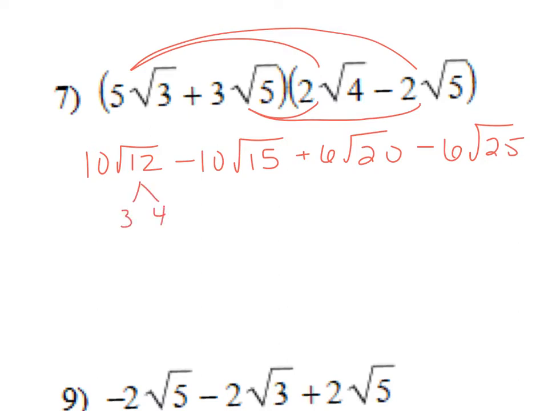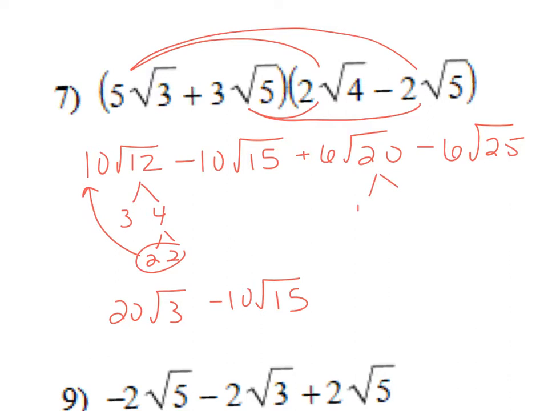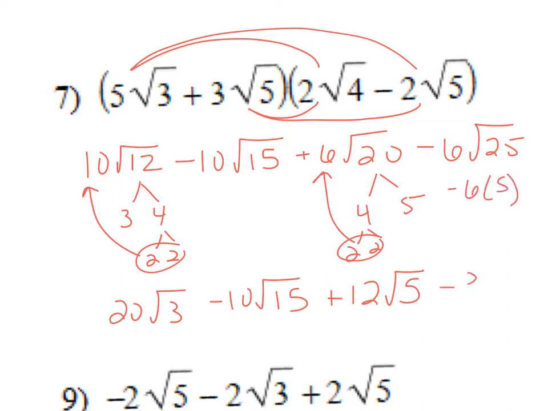All right, so now let's go through and break down the 12. Again, we'll go to 3 and 4, 2 and 2, so 2's pair up and move out. So I have 20 root 3 here. 15 will break to 3 and 5. Nothing will pair up and move out, so I'm going to leave that. All right, on 20, I've got 4 and 5, and then this will break down to 2 and 2, so 2's pair up and move out. So I have 12 on the outside, 5 left over on the inside. And then on this guy, this is saying negative 6 times 5, or negative 30. Now, when I look at all of these, all of my square roots are different, and then this one doesn't even have one. I can't combine any of that.